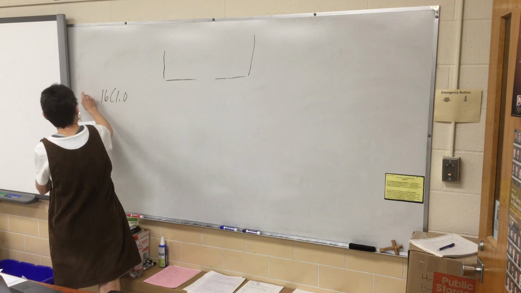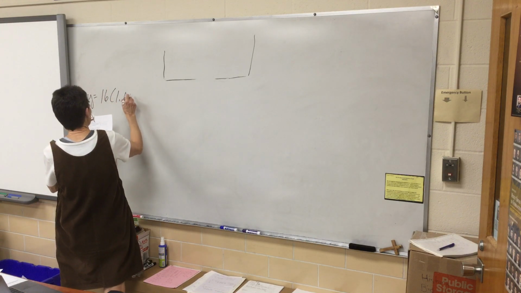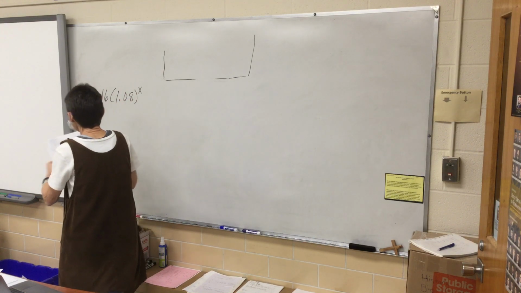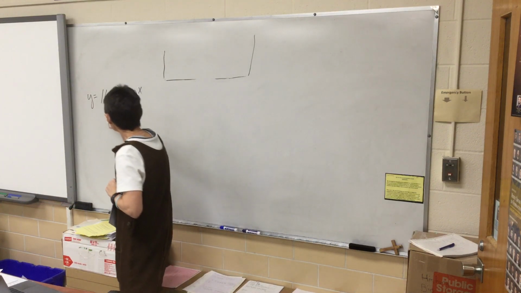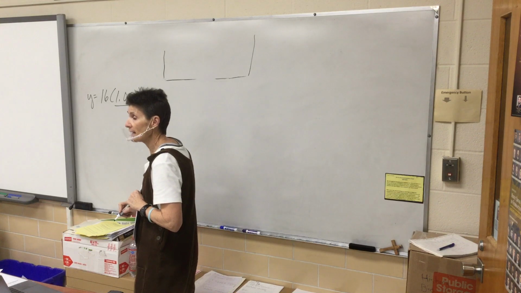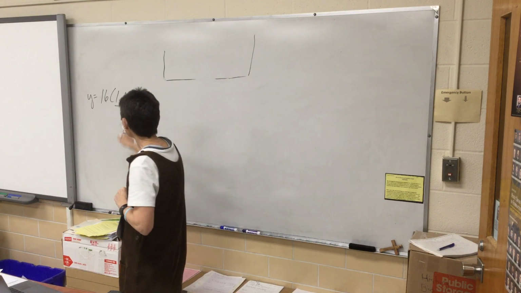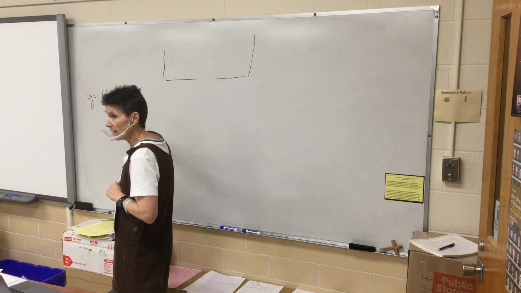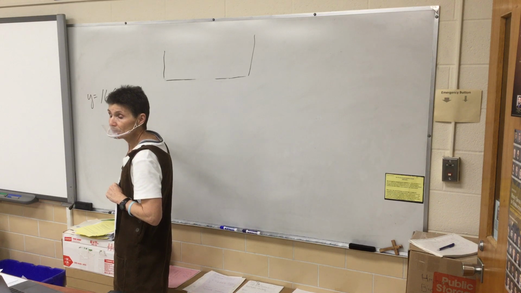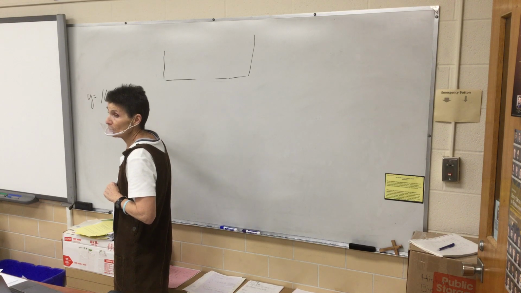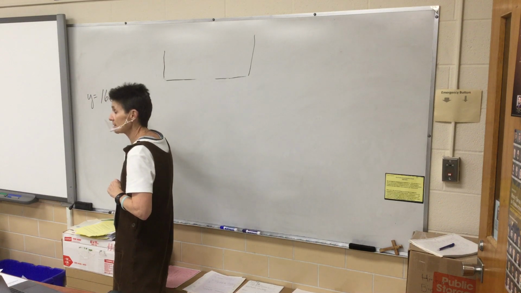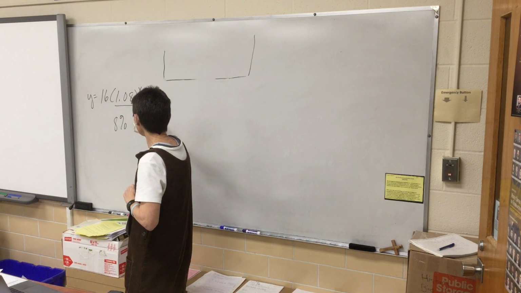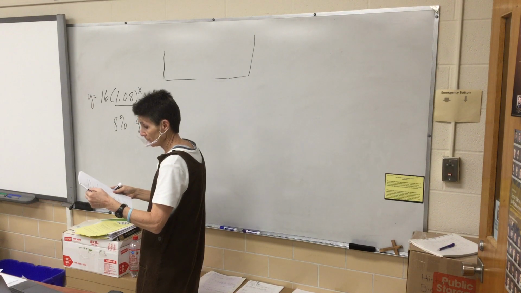16 times y equals 16 times 1.08 to the x. Is it growth or decay? Growth. This is the number that we look at. That number is bigger than 1, so it's growth. How much bigger than 1? 8%, 0.08. So this is 8% growth. That's the rate of growth.